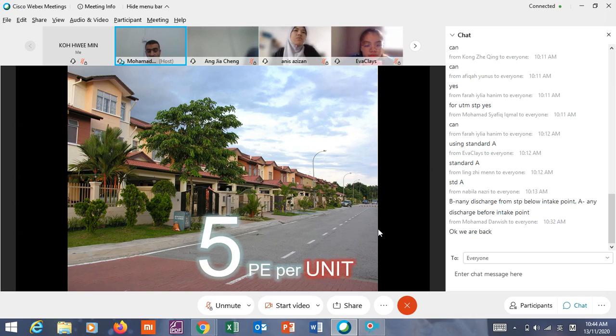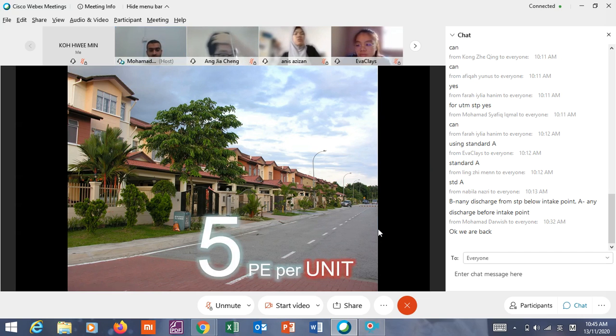If apartments, yes, we calculate one apartment as 1 unit. One apartment, 1 unit. One house, 1 unit. Double story house, 1 unit. Okay, that's all 1 unit.